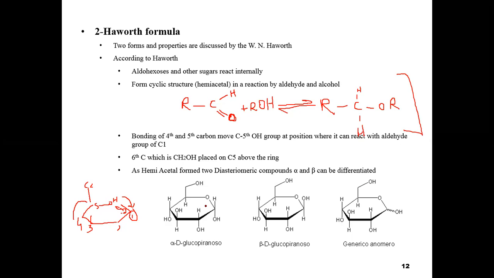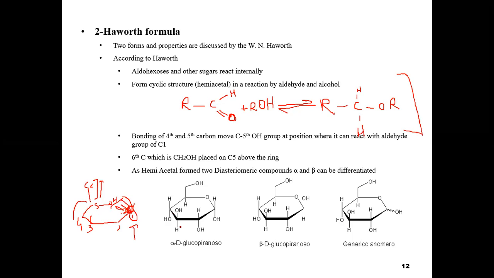While the six carbon group is present above this plane, above carbon number five. So bonding of the fourth and the fifth carbon moves the fifth carbon hydroxyl group to the position where it can react with the aldehyde group of carbon number one. Here is carbon number one, where it can react with the hydroxyl group of carbon number five. When the reaction between this hydroxyl group and this aldehyde carbon takes place, the ring will close. Okay, this is the closure of the ring.